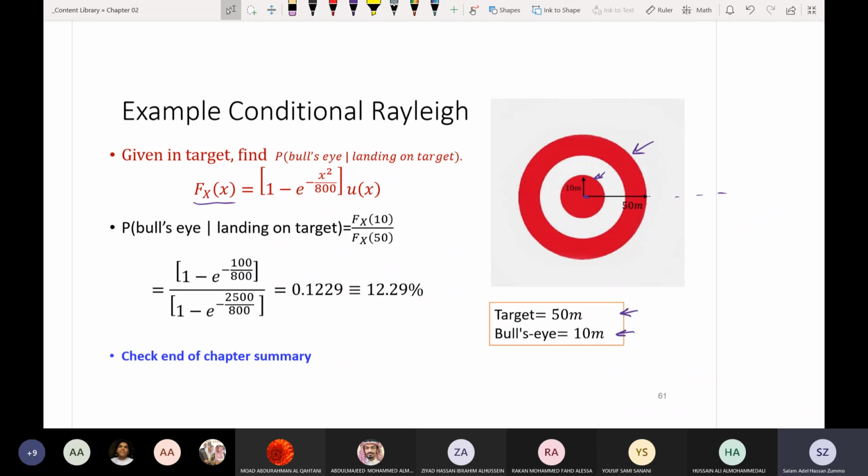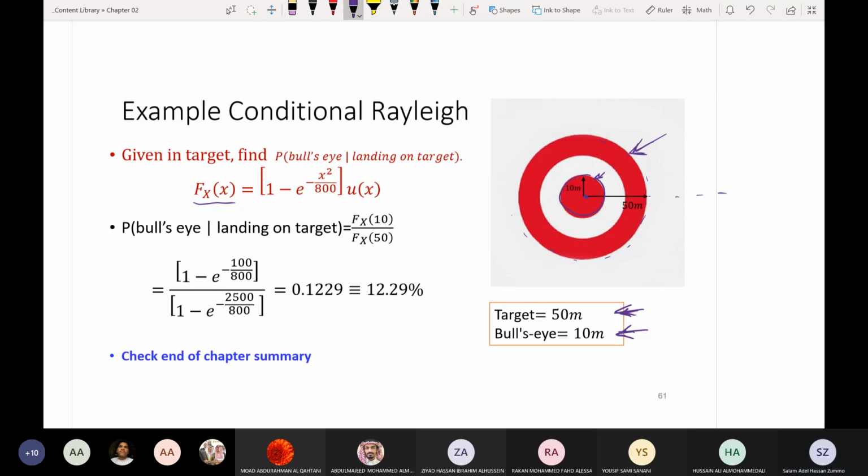So the example that we started, but did not have time to continue, is about a target. Here we have the target: if you shoot and the bullet lands anywhere within the larger circle, the bigger red circle, which has a radius of 50 meters. This is the big target, and the bullseye, the smaller red circle, has a radius of 10 meters.